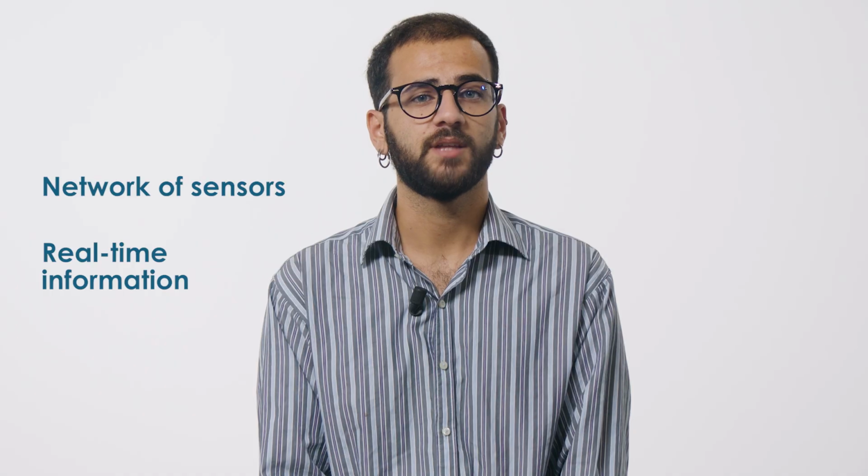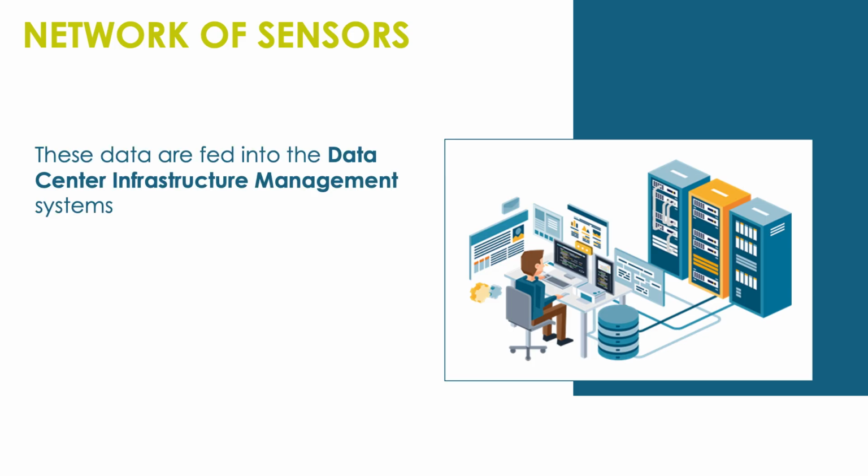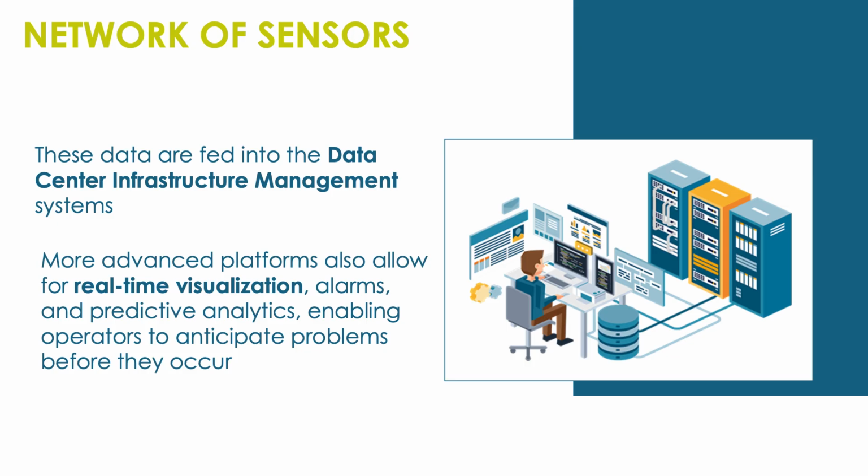Energy monitoring involves deploying a network of sensors across servers, racks, cooling systems, and power distribution units, collecting real-time information. These data are fed into data center infrastructure management systems, which integrate data across the IT and facility layers, offering a comprehensive view of operations. More advanced platforms also allow for real-time data visualization, alarms, and predictive analytics, enabling operators to anticipate problems before they occur. This data provides the basis for calculating key metrics like the PUE.